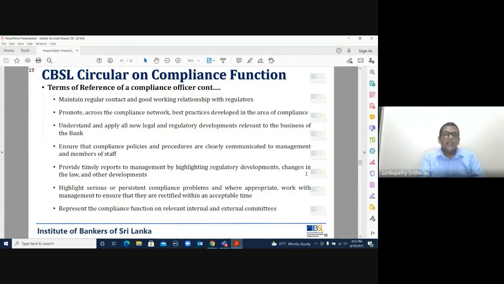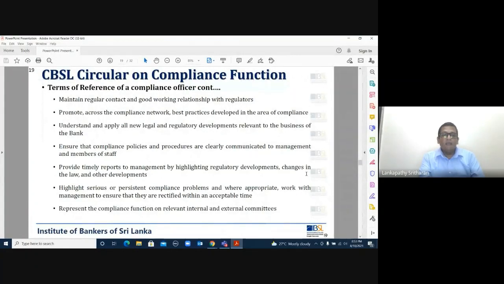Understand and apply all new legal and regulatory developments relevant to the business of the bank. Ensure that compliance policies and procedures are clearly communicated to management and members of the bank. And I just read it out because there is not much to explain here.